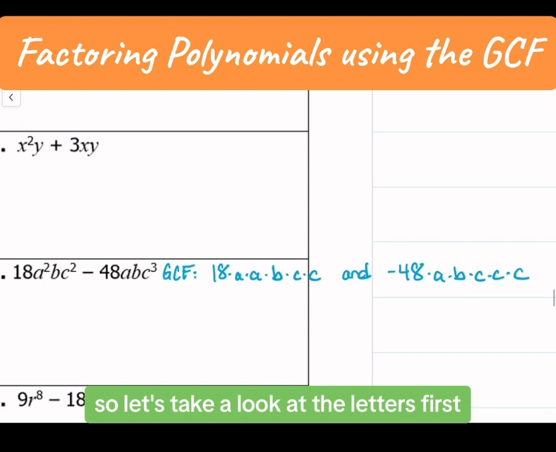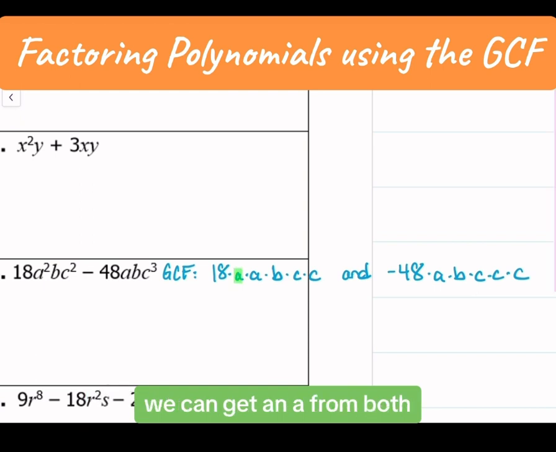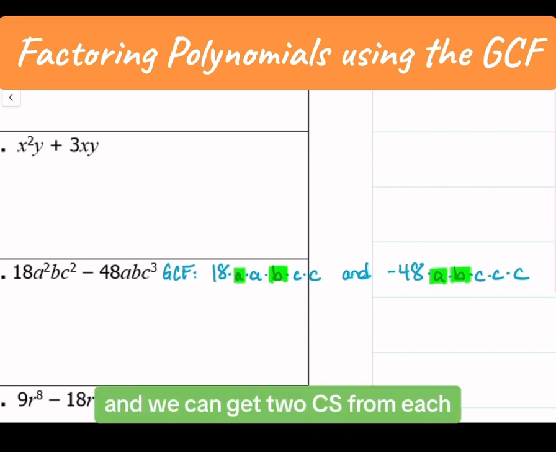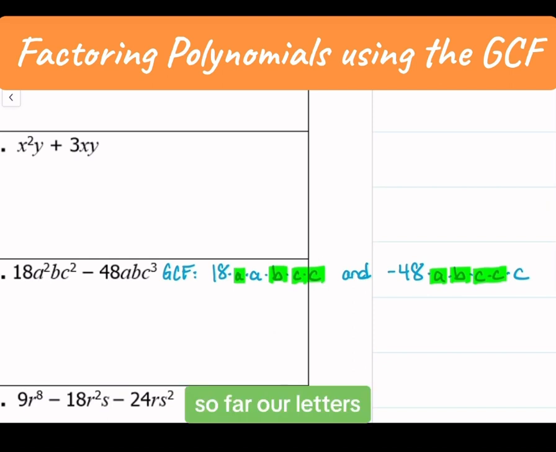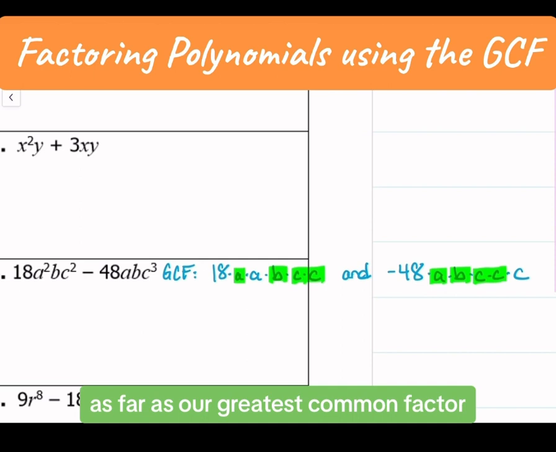So let's take a look at the letters first. We can get an A from both. We can get a B from both. And we can get 2 C's from each. So for our letters, we're going to have A, B, and C squared as far as our greatest common factor.